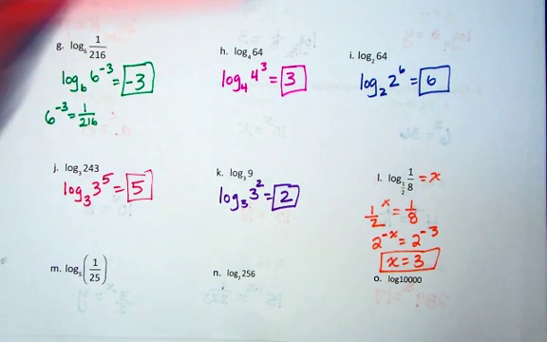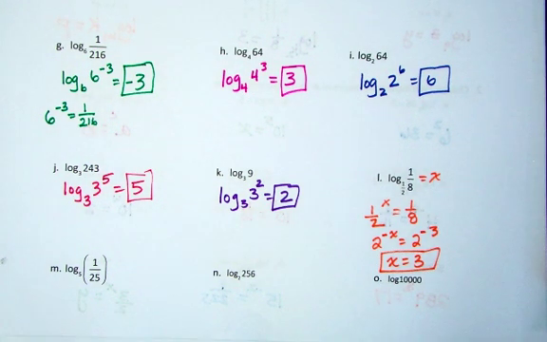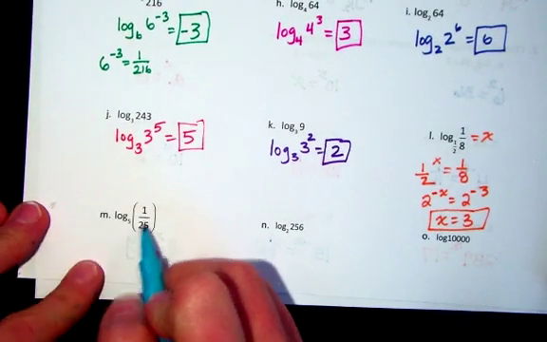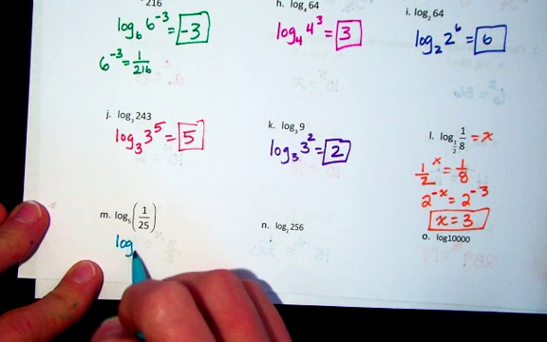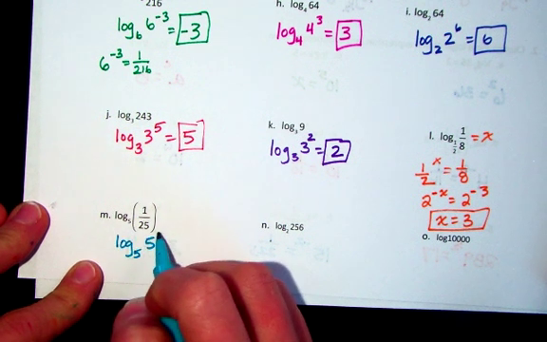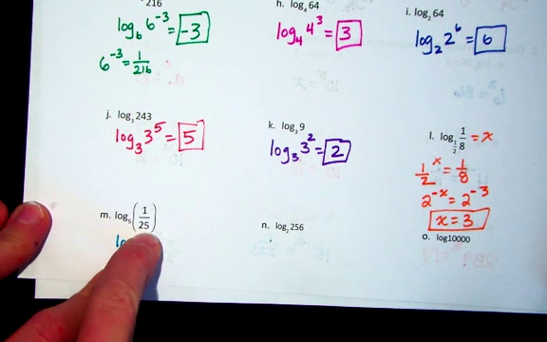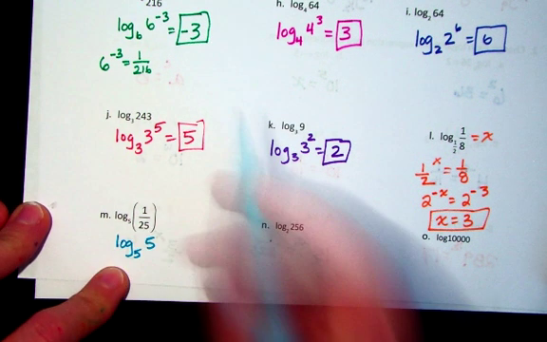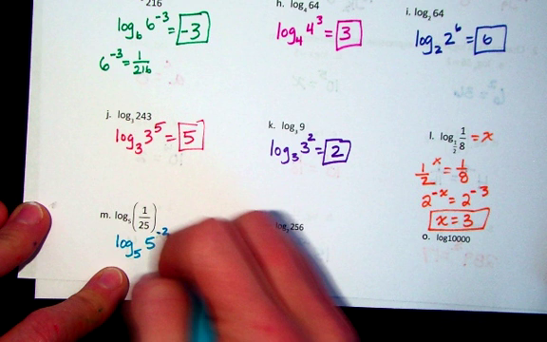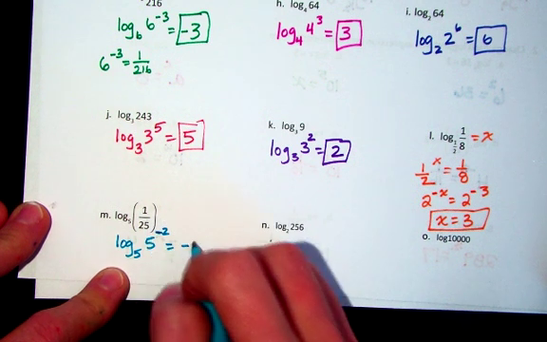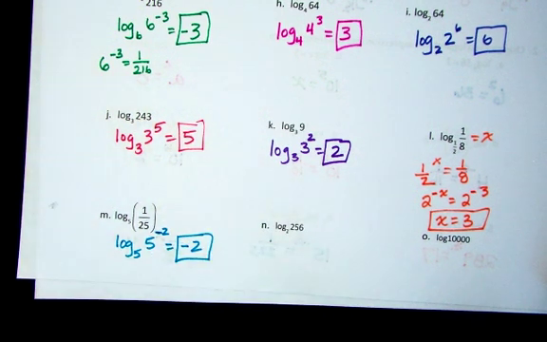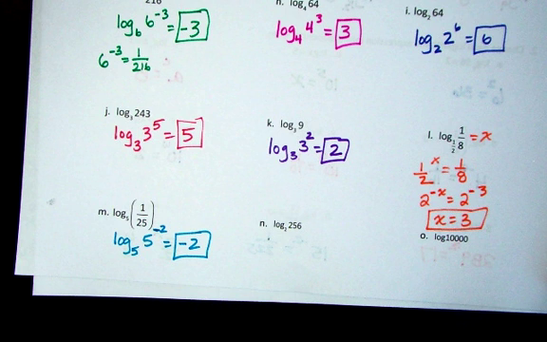Okay, 3 more to go. We can do this. All right. 1 over 25 is the same thing as 5 to what power? Well, 5 to what power is 25? Yeah, so it's 2, but then we're going to put a negative because it's a fraction, so this is going to equal negative 2.